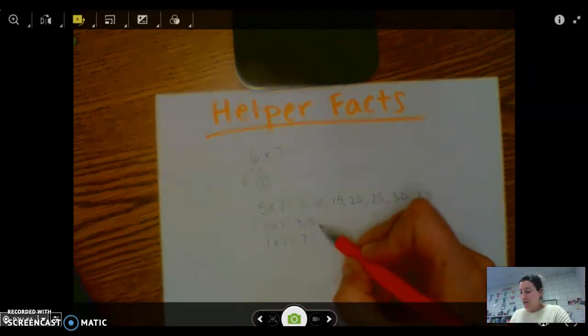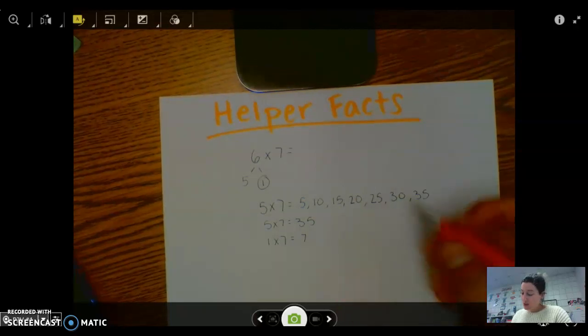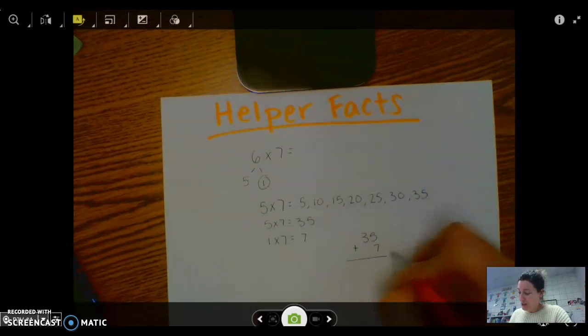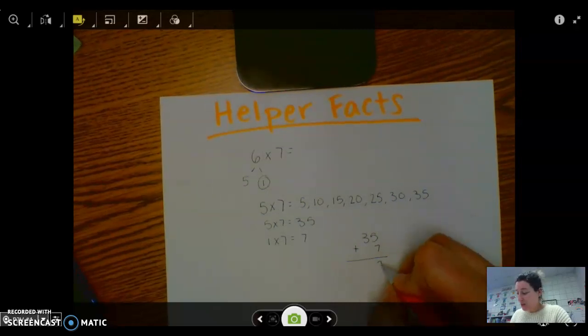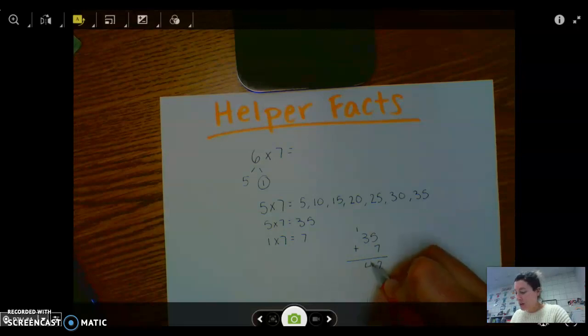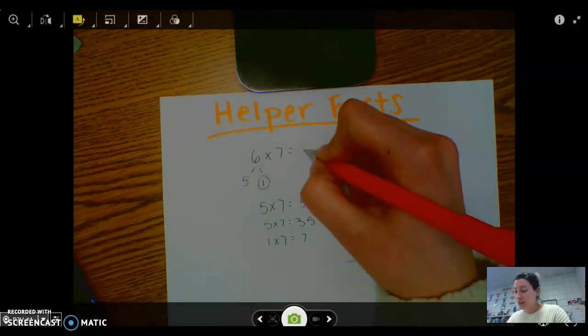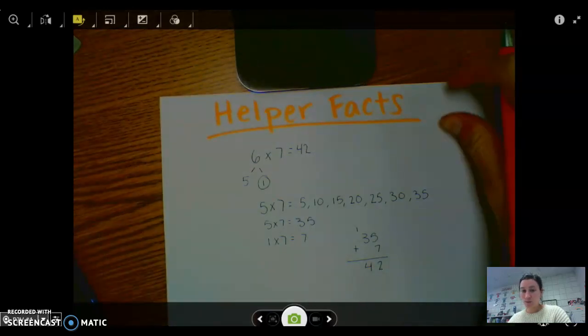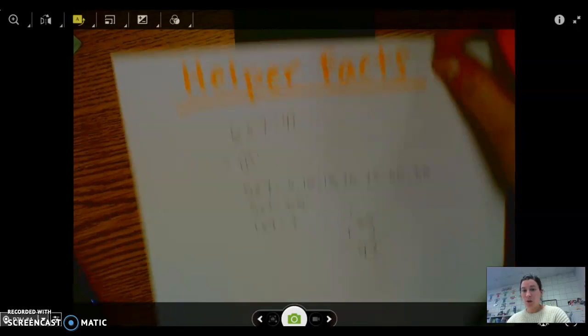So now I have two answers. I have 35 and I have 7. So what I need to do is take 35 and add my 7. 7 plus 5 is 12. Carry the 1. 3 plus 1 is 4. So I know that 6 times 7 is 42. Let's try another one.